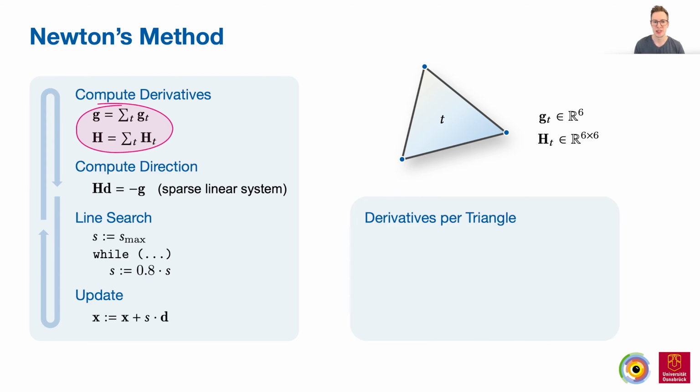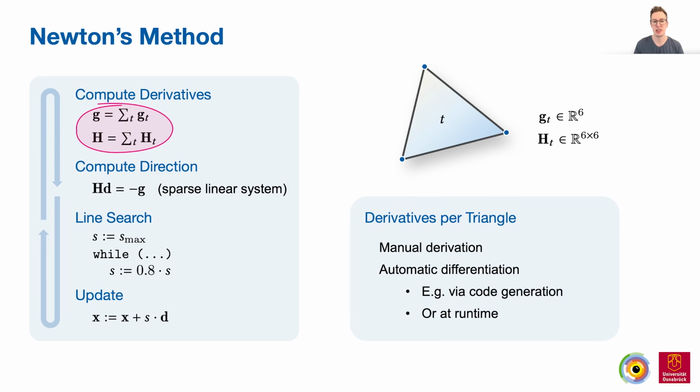Now for an arbitrary distortion measure, coming up with the right formulas for the gradient and Hessian might require some tedious derivations, but the derivatives of many popular measures can be found in the literature. An alternative to deriving the gradient and the Hessian manually is using automatic differentiation. So we can, for example, use tools that generate code for our derivatives, or we could use libraries that automatically compute derivatives at runtime. Now we are almost ready to run our optimization algorithm. There's just one more detail that we need to be aware of.